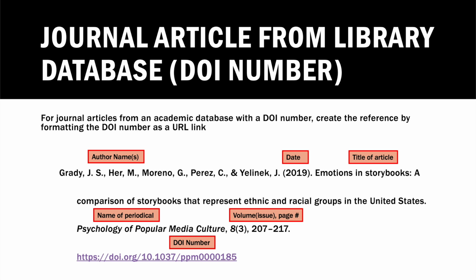The last thing you'll see is the DOI number. The DOI number is formatted as a URL. As you can see, it has the https:// at the beginning that most URLs have, followed by doi.org, another slash, and then the completed DOI number.